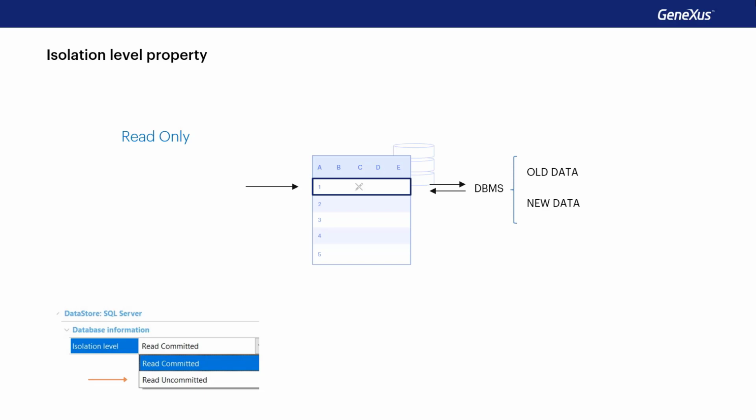Read uncommitted. In this case, programs see the changes made by other users even if the commit has not been executed yet. Specifying the isolation level affects reading and concurrency control. The read committed option, which is the default value, achieves higher levels of consistency but also generates more database locks.